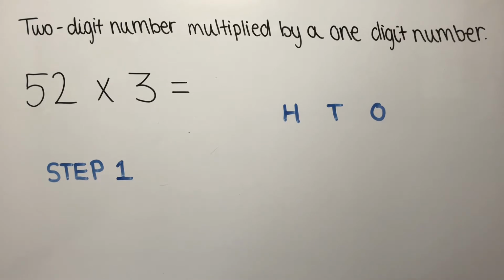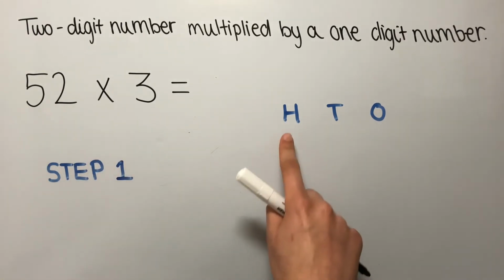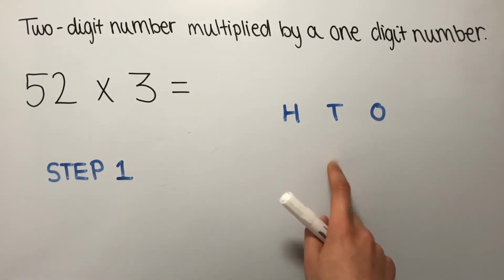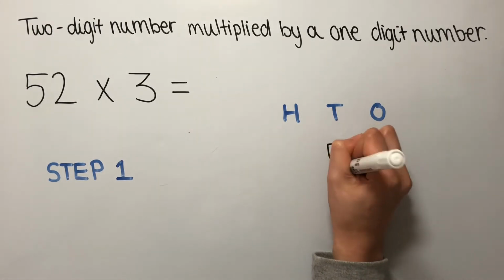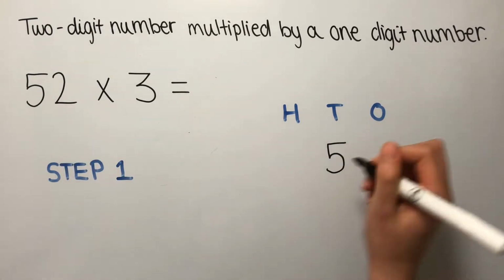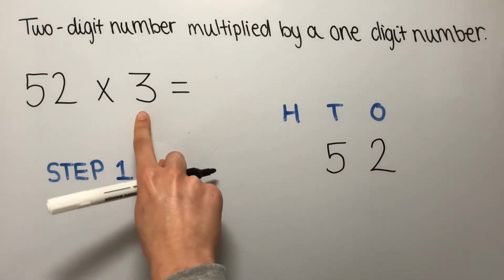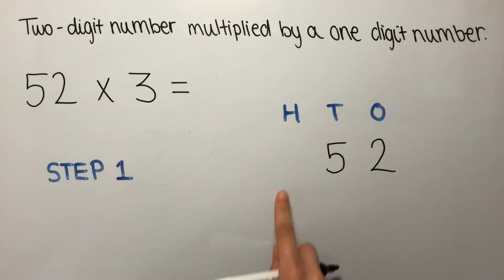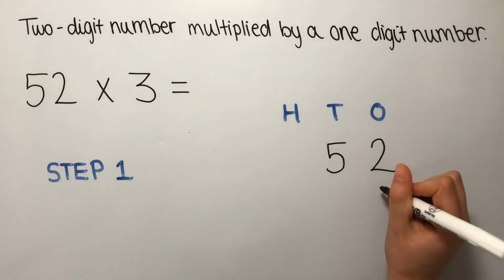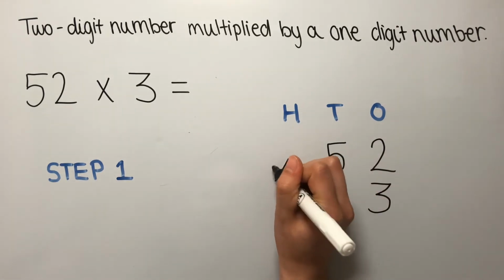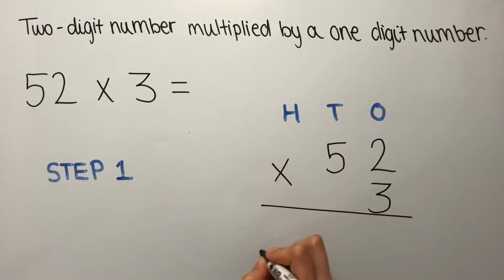Step 1 is to write these numbers in the hundreds, tens and ones column. So for 52 we don't have any hundreds. In the tens column we have 5. In the ones column we have 2. Now for 3 there isn't any hundreds or tens, but there are 3 ones. We're going to put in our multiplication sign, and this is the way that we set it out.